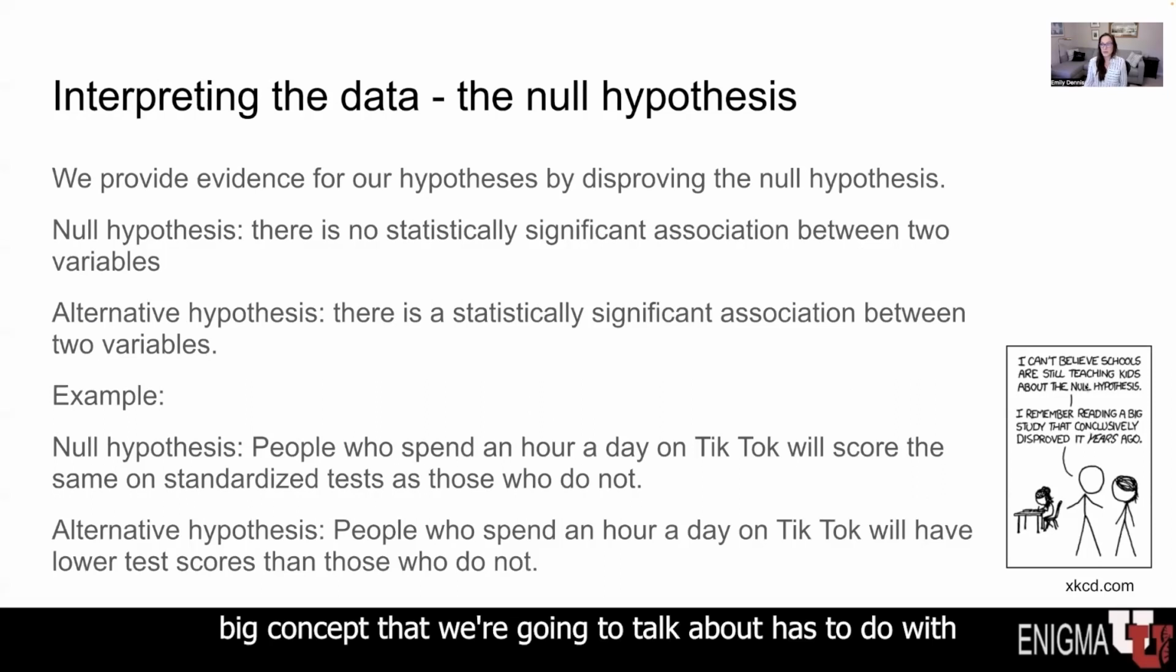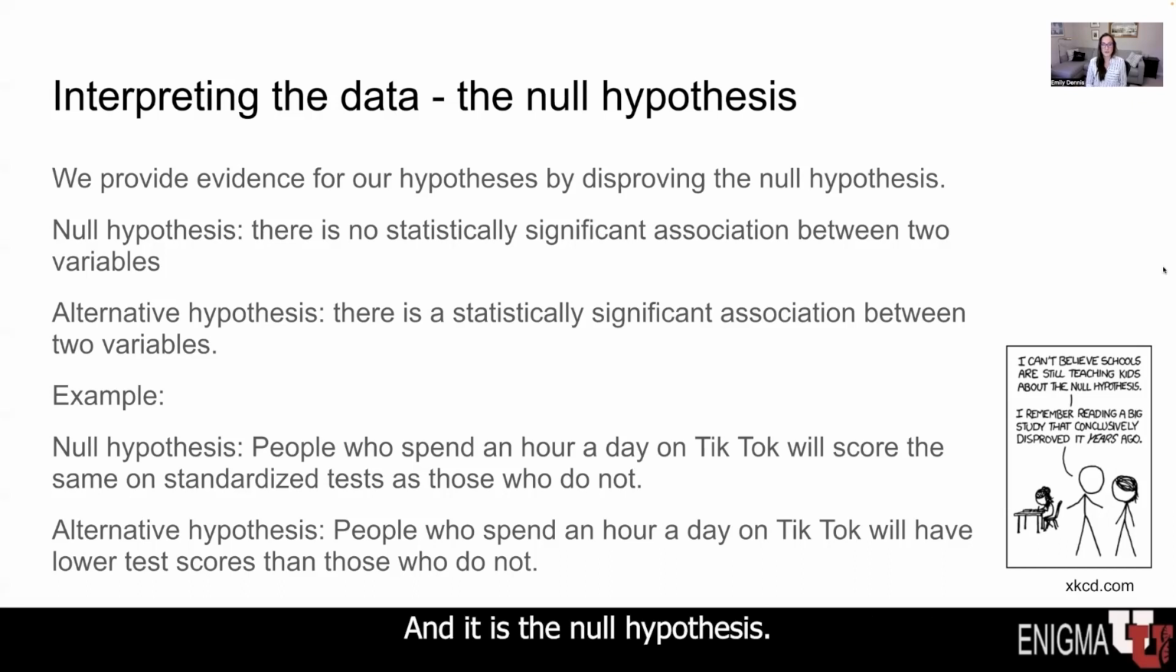The next big concept that we're going to talk about has to do with how we interpret our data, and it is the null hypothesis. We are going to go into a lot more depth on this in the statistics module. We provide evidence for our hypotheses by disproving the null hypothesis. So, for example, generally a null hypothesis could be that there is no statistically significant association between two variables.